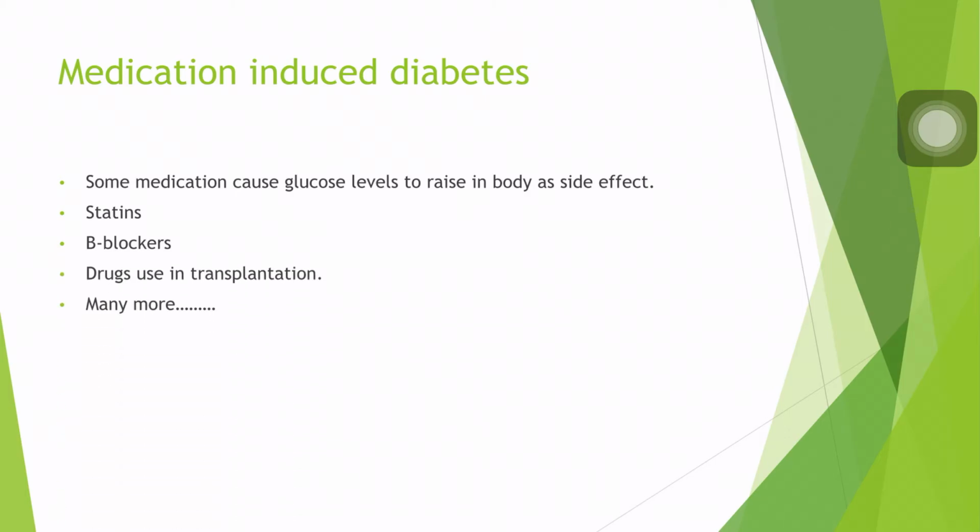There are also some medications that cause the glucose level to rise in the body as a side effect. That is medication-induced diabetes, caused by drugs like statins, beta blockers, drugs used in transplantations, and many more. These medicines produce diabetes as a side effect, which can be treated when the person stops using these medicines. The diabetes can also vanish.